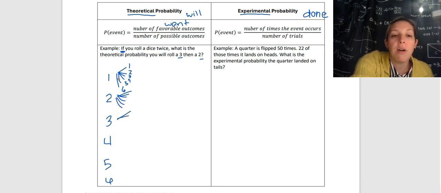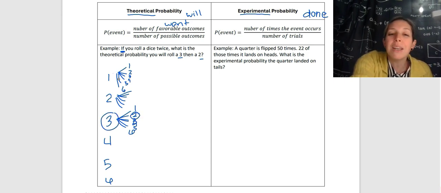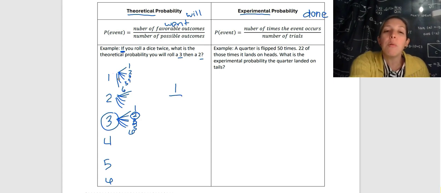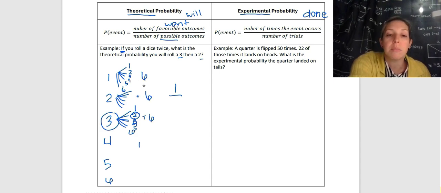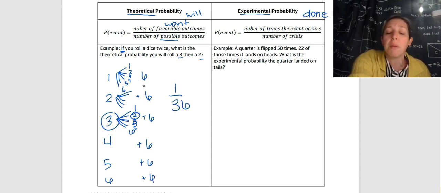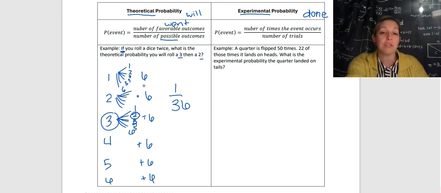And I'm going to have that for each one of these. So I'm not going to roll out every single one, but the one that we want would be right here. Rolling a 3 followed by a 2. That's only going to happen once. So now we just have to figure out how many possible outcomes there are. So that would be the final stage of your tree. So this would be 6 plus 6 plus 6 plus 6 plus 6, or 6 times 6. There are 36 possible outcomes if I were to finish out that tree.